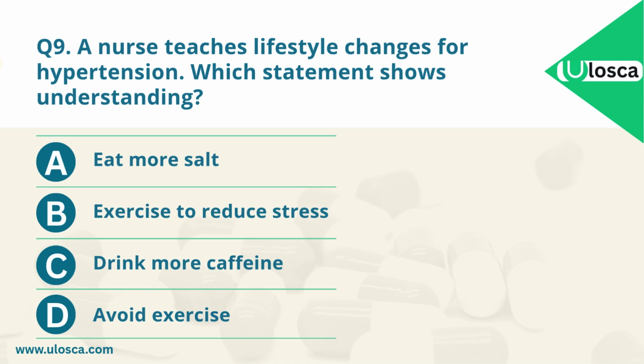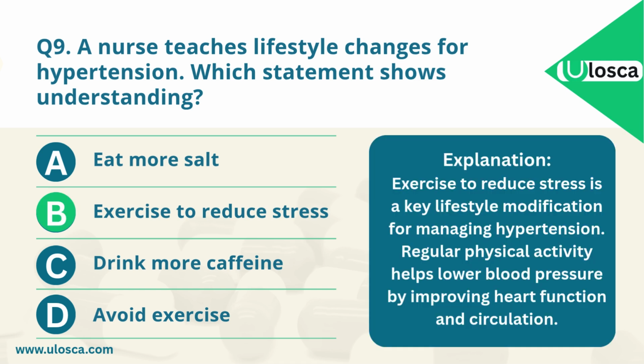The correct answer is B. Exercise to reduce stress. Explanation. Exercise to reduce stress is a key lifestyle modification for managing hypertension. Regular physical activity helps lower blood pressure by improving heart function and circulation.